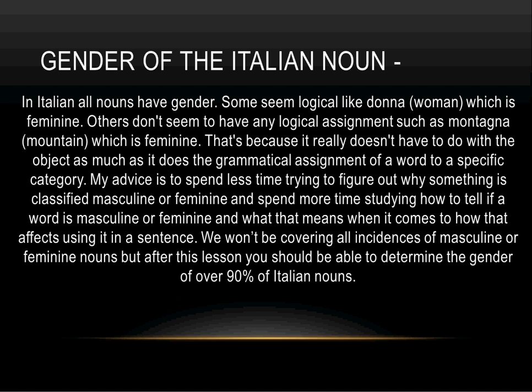Gender of the Italian noun. In Italian, all nouns have gender. Some seem logical, like donna, which is woman, which is feminine. Others don't seem to have any logical assignment, such as montagna, mountain, which is also feminine. That's because it really doesn't have to do with the object as much as it does the grammatical assignment of a word to a specific category.